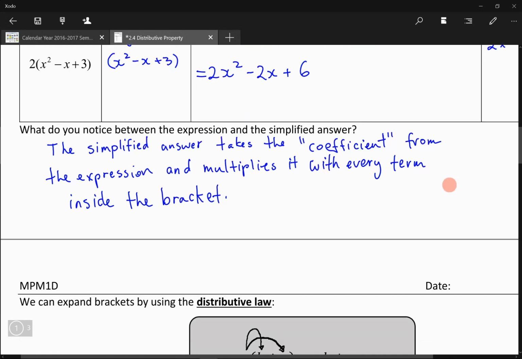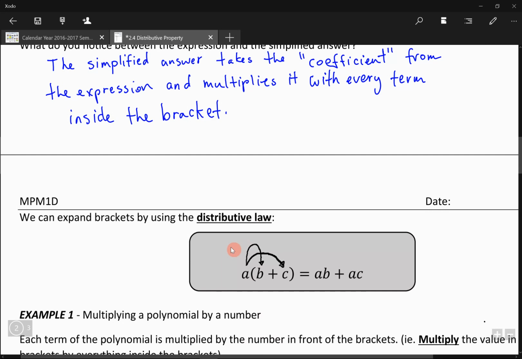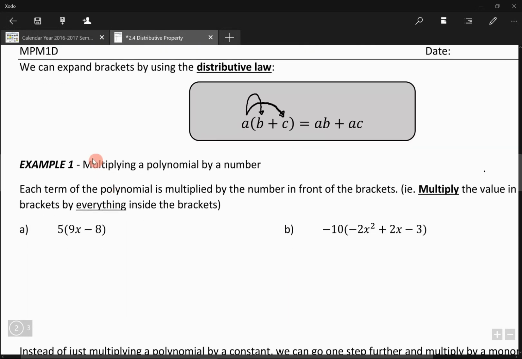That's what it is. So now I can just show you formally what this looks like. So we can expand brackets by using what we call the distributive law or distributive property. So that says if you have this number a in front of the bracket, and inside your bracket you have b plus c, so 2 other numbers or 2 other terms, you can take that term in the front and multiply it with the terms inside the bracket. So you have a times b plus a times c. Okay, so let's go through some examples.